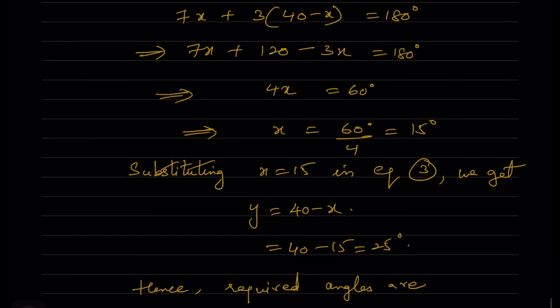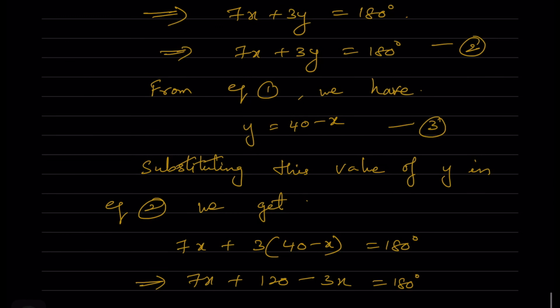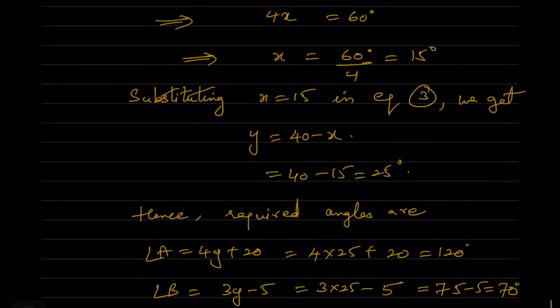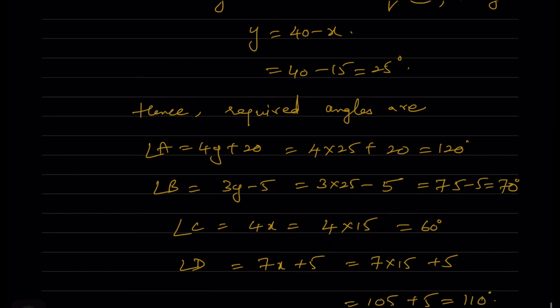Substitute this value of x is equal to 15 in equation 3. Equation 3 is what? y is equal to 40 minus x. So we are going to substitute in this. So y is equal to 40 minus 15, which is equal to 25. Hence required angles are, angle A is equal to 120 degrees. Angle B is equal to 70 degrees, angle C is equal to 60, and angle D is equal to 120.